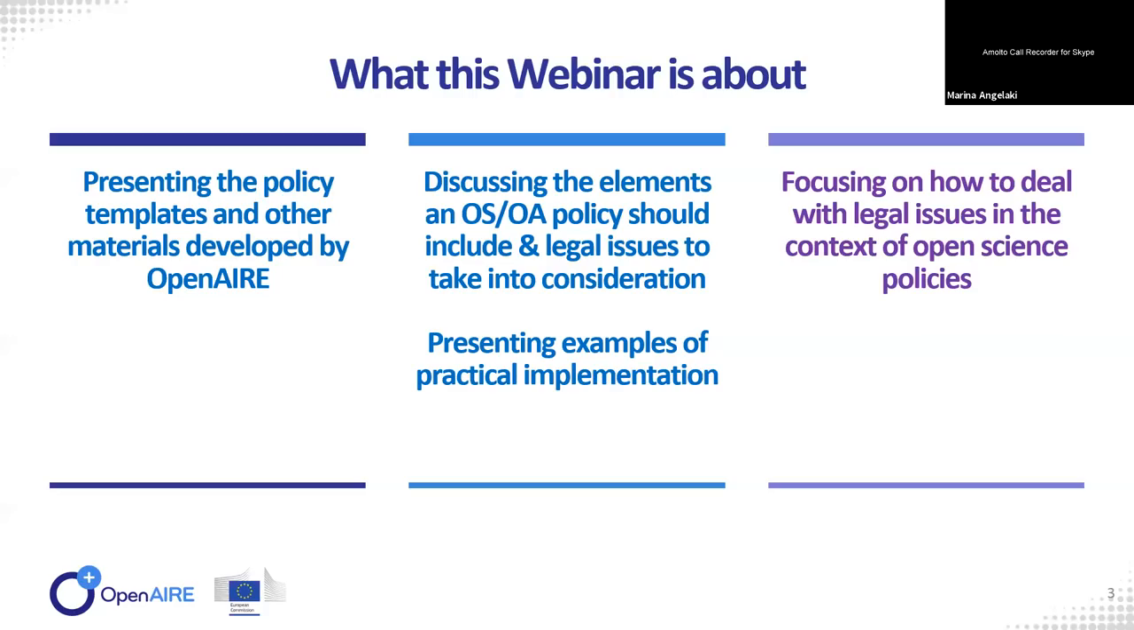So I will start with a short introduction about the structure of the presentation. First of all, this webinar gives us the opportunity to present and disseminate to a wider audience the work that we have done over the past year and a half in terms of supporting stakeholders wishing to adopt or update their open access policies, taking into consideration developments that have taken place primarily at EU level, but also at the national context. And we will do so by presenting the materials we have developed in OpenAIRE, such as the toolkit for policymakers and the templates for open science policies for research funding and research performing organizations, along with the checklist, and also highlighting the elements that need to be taken into consideration.